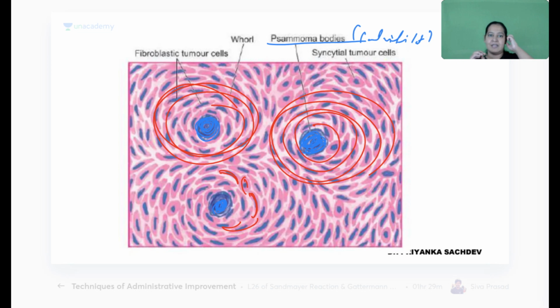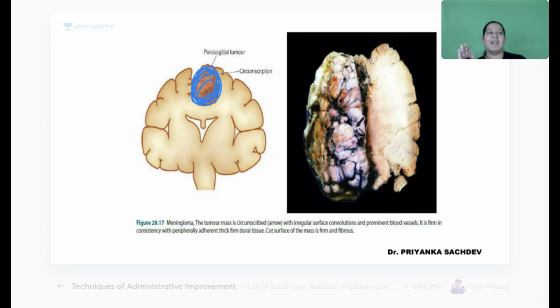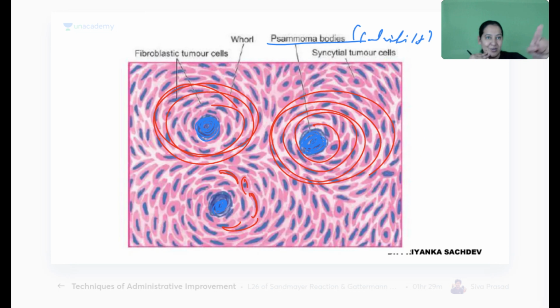So only 2-3 findings are there. Please learn it. It is a typical diagram of meningioma. Meningioma is a spotter. So brain tumors are many, but how many of them are spotters for IBQ? So this is a spotter. Last, the Rosenthal fiber one is also a spotter. So all the spotter images should be at the tip of your tongue.